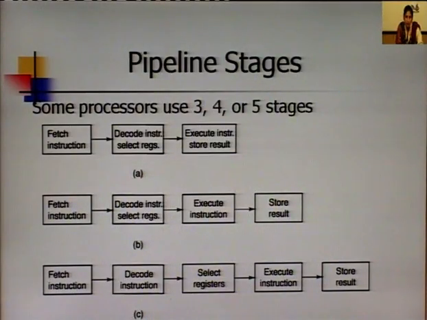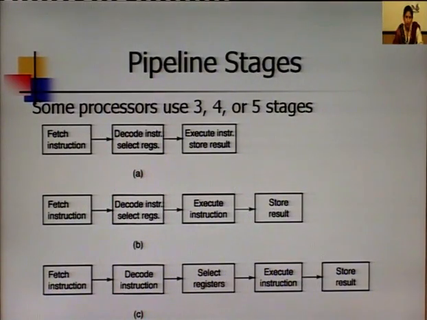And in 5-stage pipelining, first it fetches instructions, then it decodes instructions, then it selects registers. In 3 and 4 stage processors, there is a combined operation of decode instruction and select registers, but in these 5-stage processors, decode instruction and select registers are different operations, and these are performed in different clock cycles. And next is execute instruction, and last is storing results.